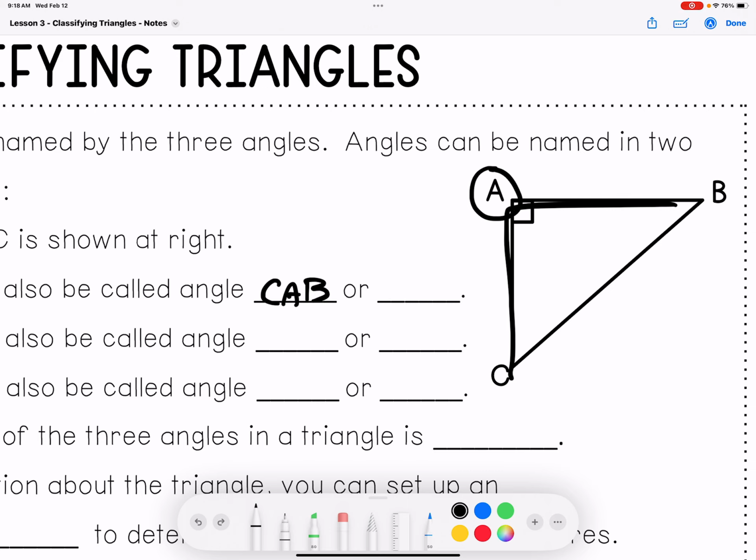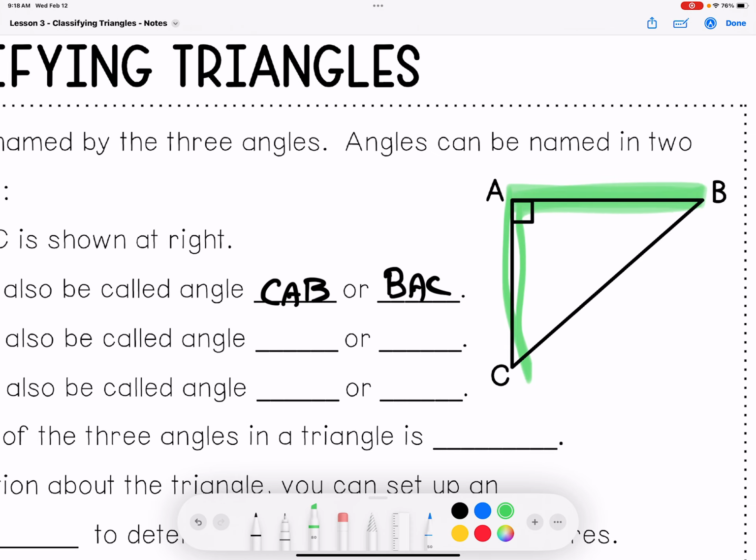So we've been calling it, let me get a highlighter. We've been calling it this. That's what we've been calling the angle. Well, now, since we've closed it in and it's a triangle, we don't necessarily have to view it that way. We can view it as just angle A.